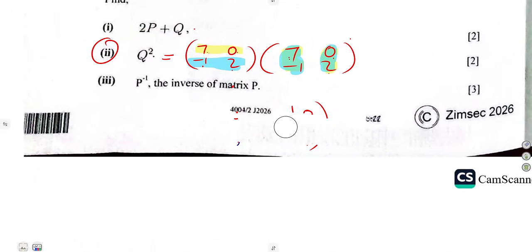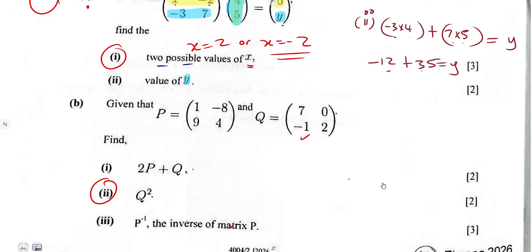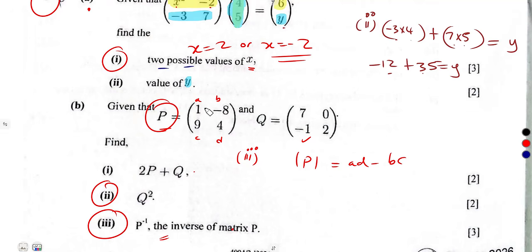All right. Item 3, the inverse of P, P to the power of minus 1. In order for you to have the inverse, you must have the determinant first. So the determinant of P, from A, B, C, D, which is AD minus BC, the product of the major diagonal, 1 and 4, which is 1 times 4, minus the product of the minor diagonal, which is minus 8 versus 9. So that was it, minus 8 times 9.